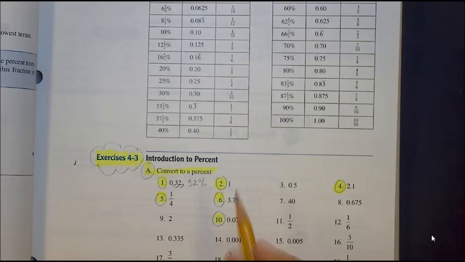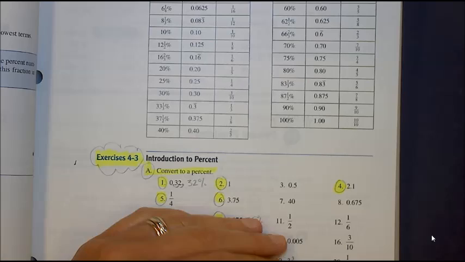So for number 10 here, we have 0.075. We would move 1, 2 places to the right. It would be 7.5 and then add the percent. Okay? All right. I'm going to move on if there's no questions.